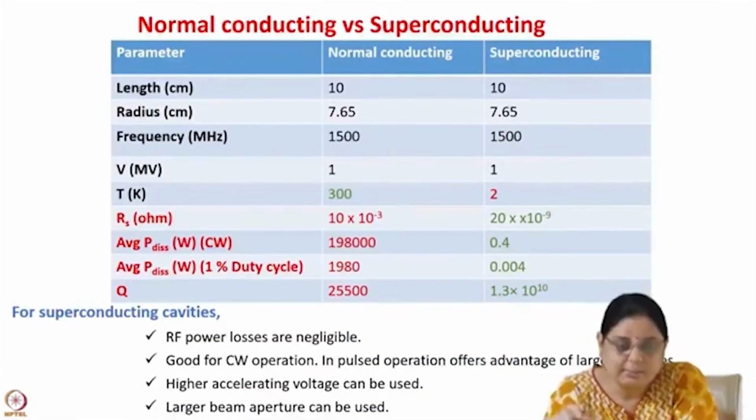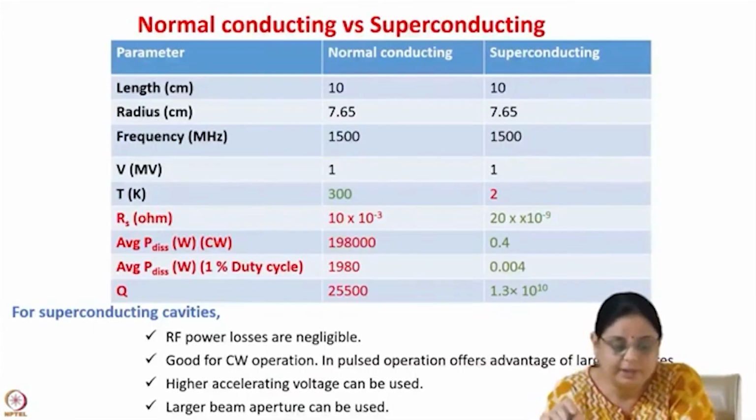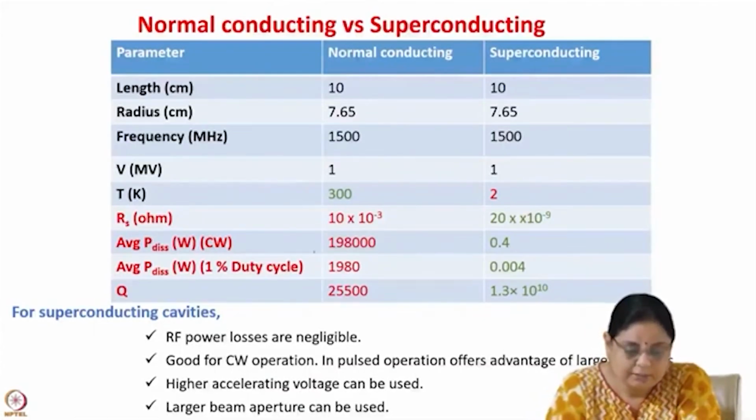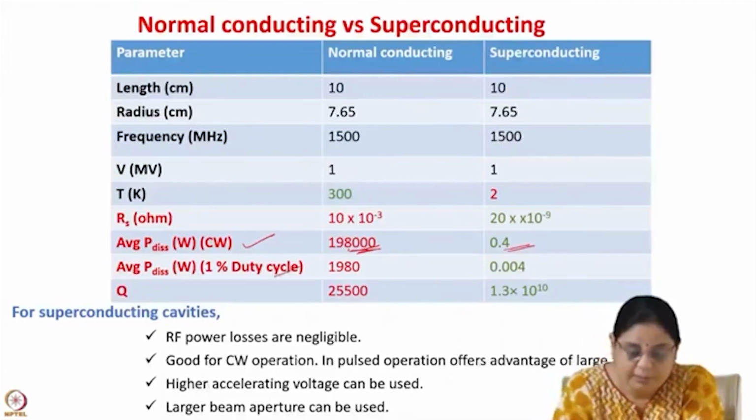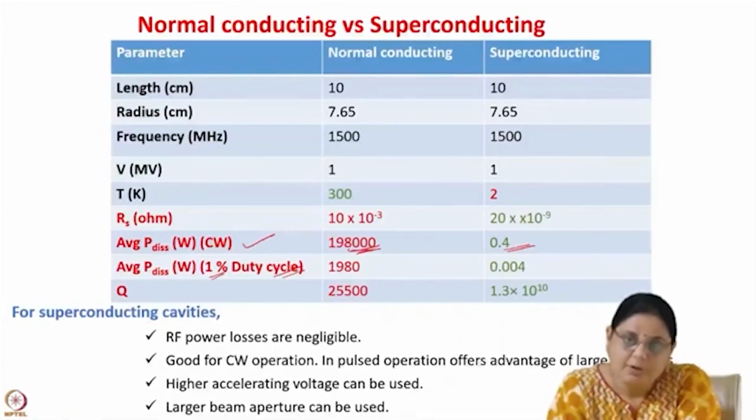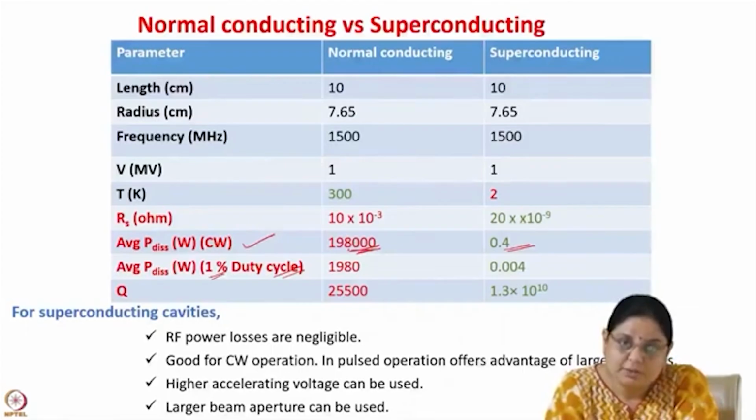Now let's again compare these two cavities. The average power dissipated for CW application is 198 kilowatts in a normal conducting cavity, and it is 0.4 watts in a superconducting cavity. Now if we operate this accelerator at 1% duty cycle, that means only for 1% of the time the RF is on, and the remaining time it is off.